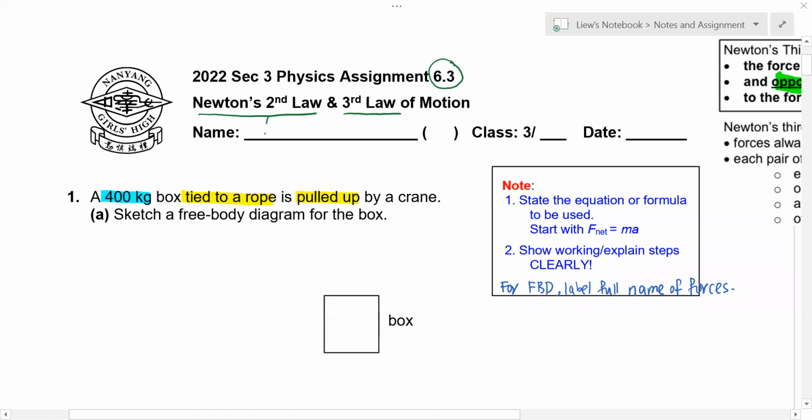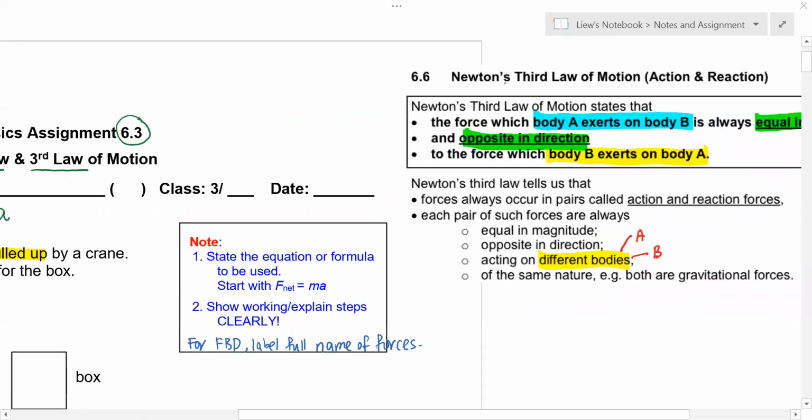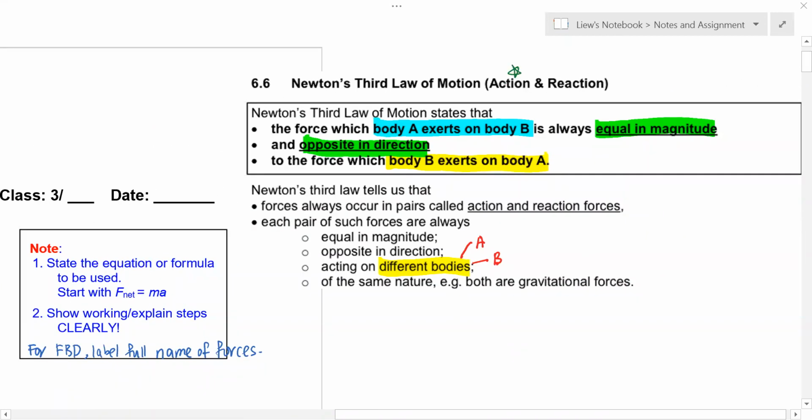Just a quick recap. Newton's second law states that the net force acting on the object is equal to the mass of the object multiplied by its acceleration. And Newton's third law is the law on action-reaction pairs. It basically states that the force that body A exerts on body B is always equal in magnitude, opposite in direction, to the force that body B exerts on body A. So remember that an action-reaction pair always acts on two different bodies, because one of the forces is on body B and the other force is on body A.